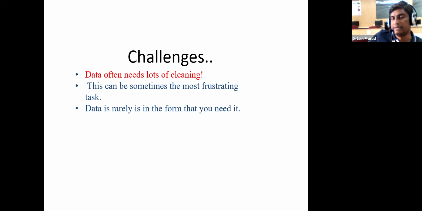This can sometimes be the most frustrating task. Data is rarely in the form that you need it. So there is a process before you can convert the raw data into useful information. That is known as the data preparation process. I will tell you about the data preparation process later on, in which data cleaning and all these things will come.